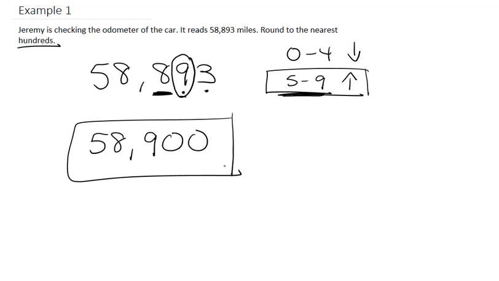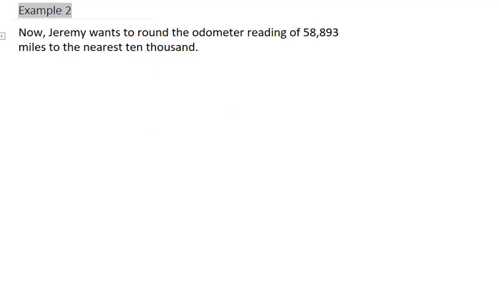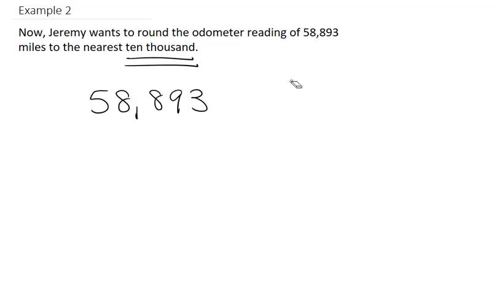So let's look at another example. Now Jeremy wants to round the odometer reading of 58,893 miles to the nearest 10,000. So what we would do is we're going to write this out again. We will have our rules right here. 0 to 4, we round down. 5 to 9, we round up.